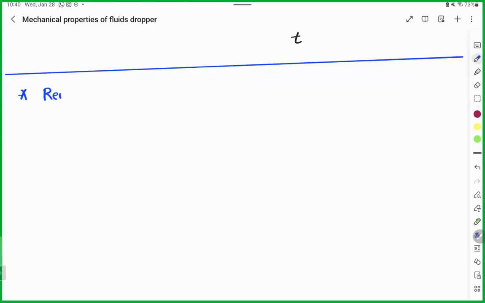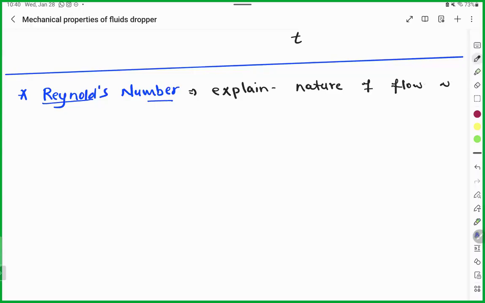Okay, before finishing surface tension, we'll do one number known as the Reynolds number. And what is the significance of this number? This is a pure number, no unit, no dimension, which tells us the nature of flow of liquid through a pipe. Explain the nature of flow of liquid through a pipe.